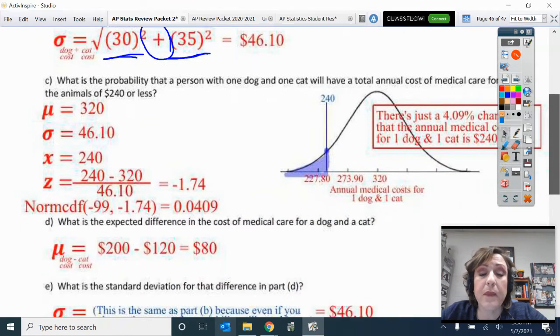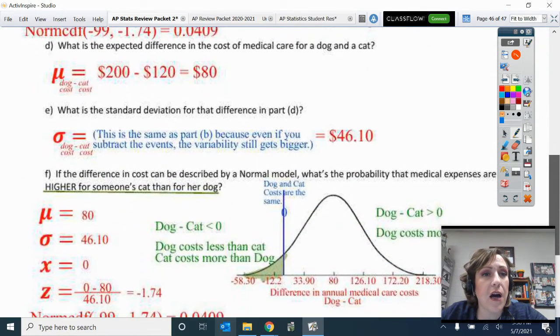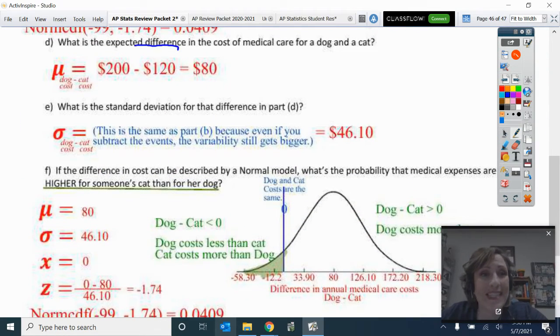All right. So now once you have this distribution for one cat and one dog, you have where the center is, the mean, and then you have the standard deviation for one cat and one dog. So then we're going to find the z-score and find the probability that it takes $240 or less in annual costs. Not very likely, less than 5% chance.